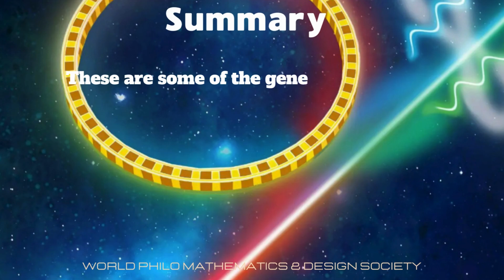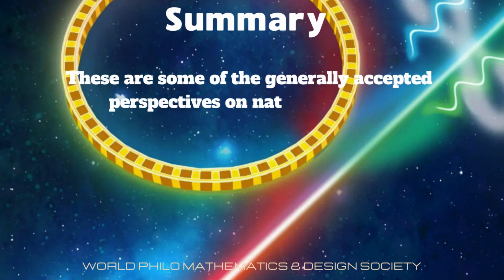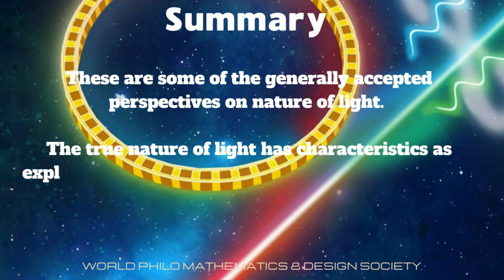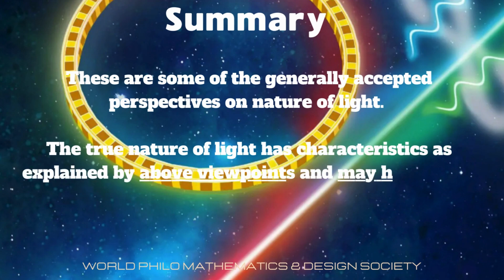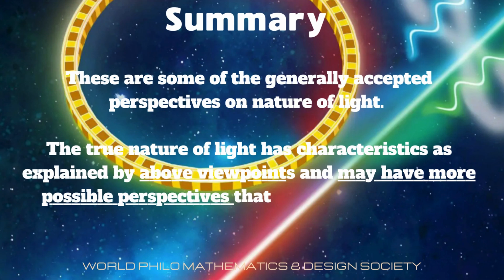To sum up, these are some of the generally accepted perspectives on the nature of light. The true nature of light has characteristics as explained by the above viewpoints and may have more possible perspectives that we are not aware of.